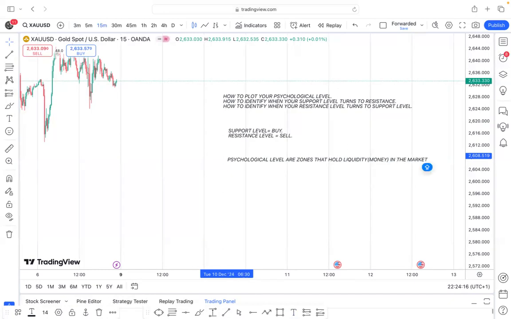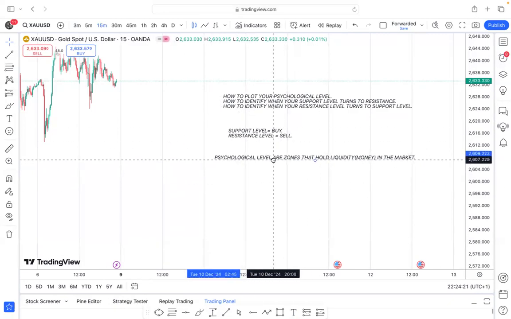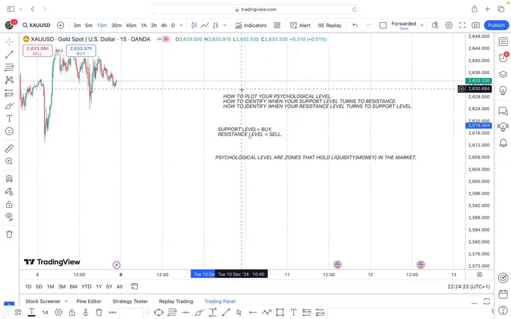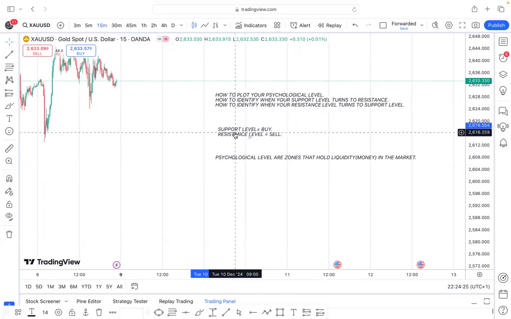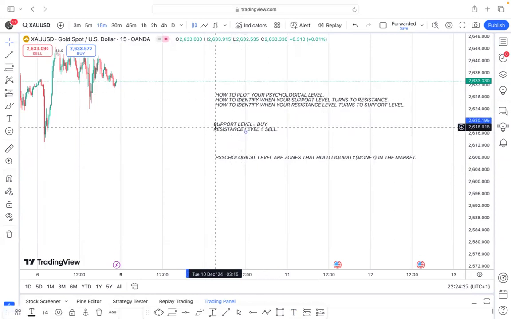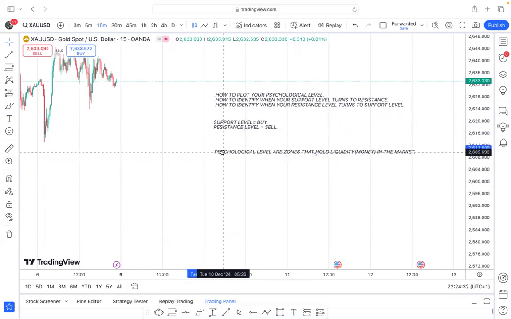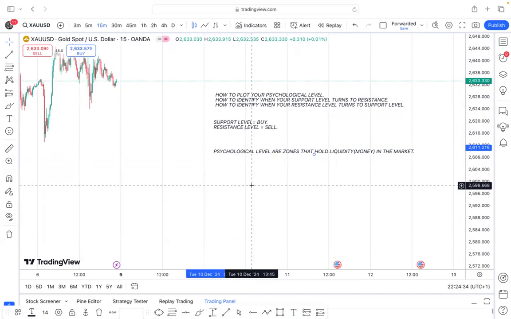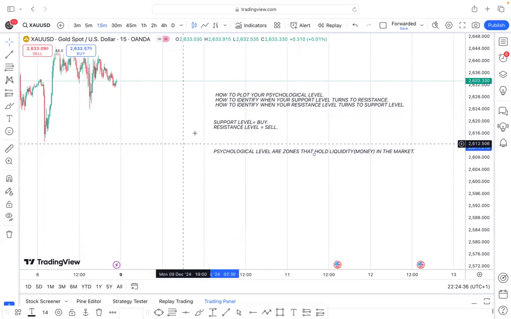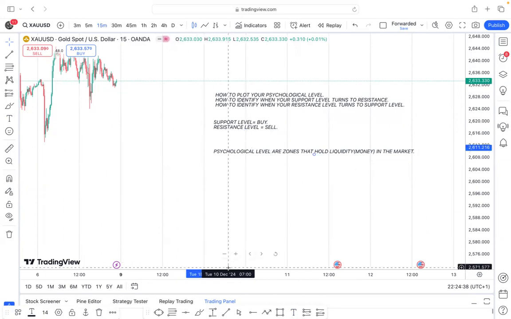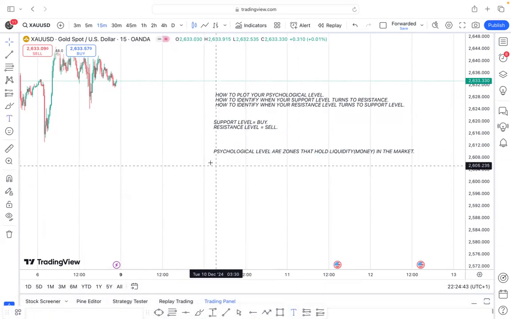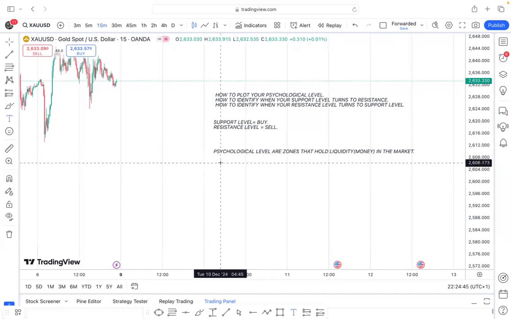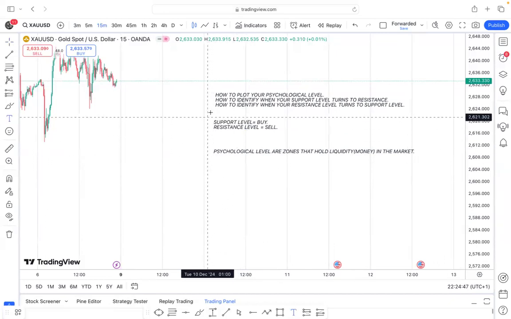Now, most of the time, these levels are where the big banks, the people whose money really moves the markets, tend to place their buy and sell orders, because they have money there at those zones. So that's why it is important you know how to identify them. One of the things you should know is about psychological levels, which are the significant support and resistance levels.